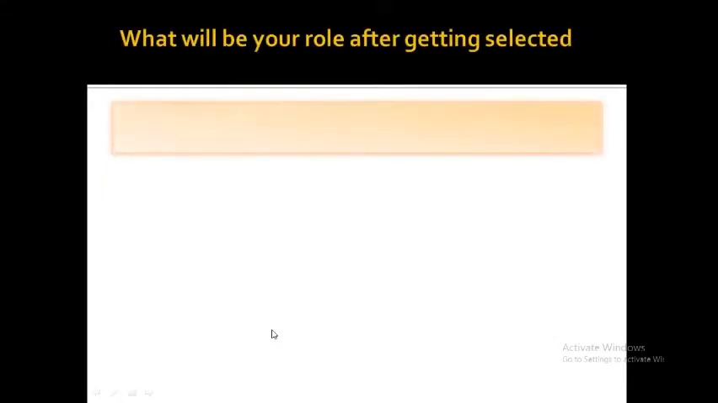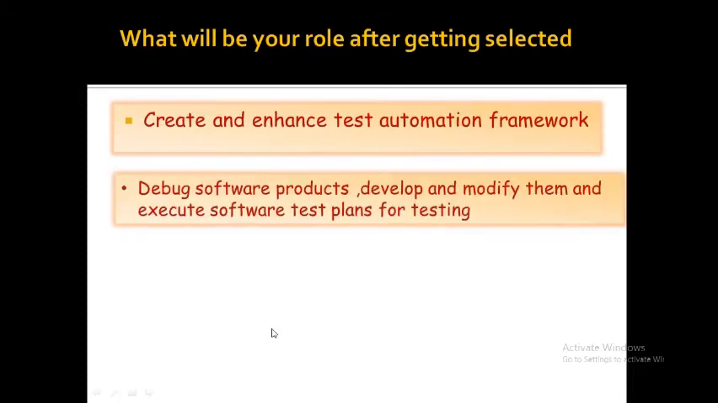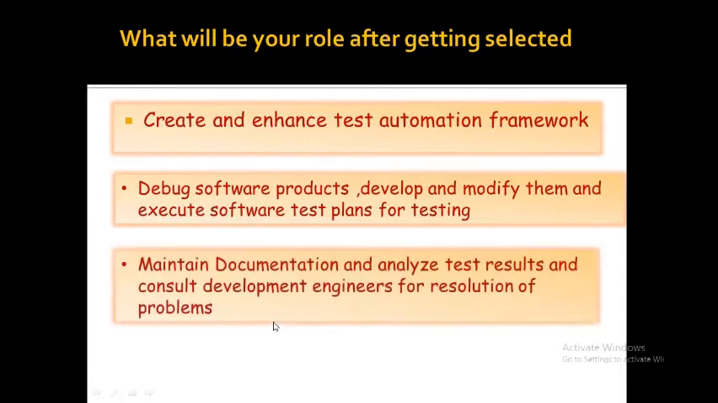Now let's see what will be your role after getting selected for this position. You will have to create an enhanced test automation framework. You will have to debug software products and develop and modify them and execute software test plans for testing, and you'll have to maintain documentation and analyze test results and consult development engineers for resolution of problems.